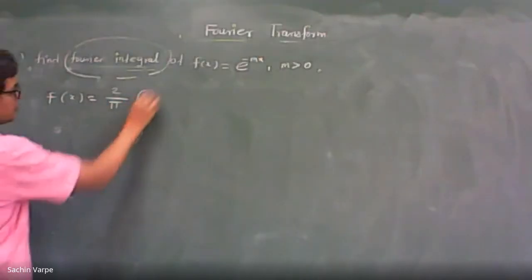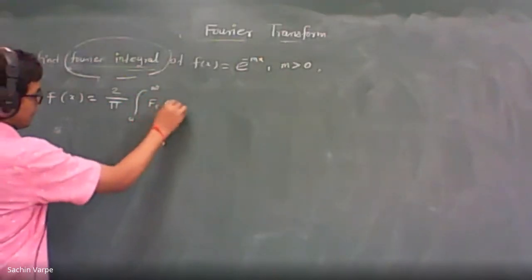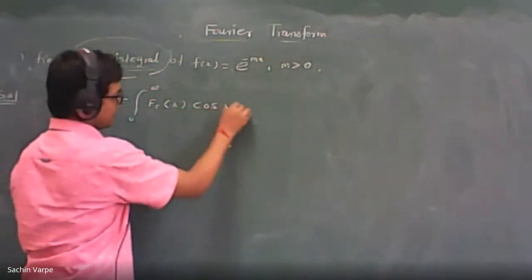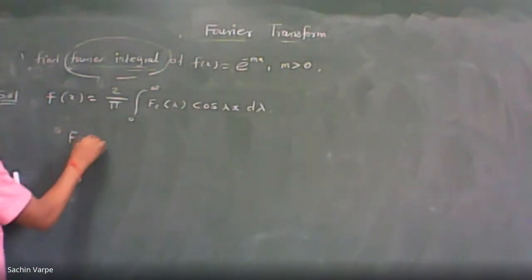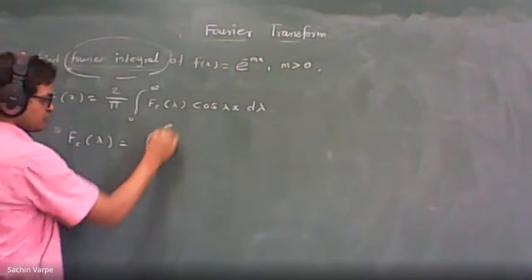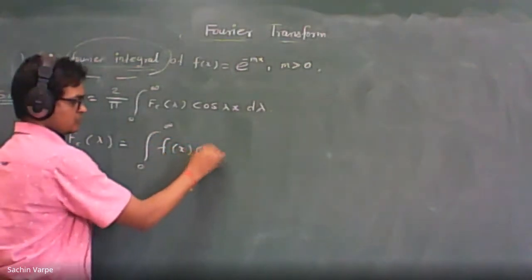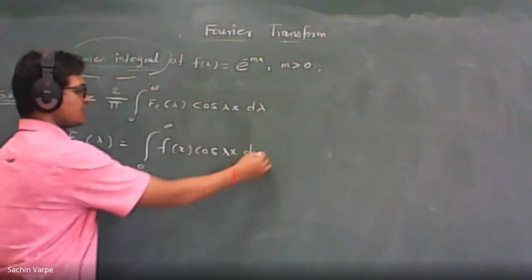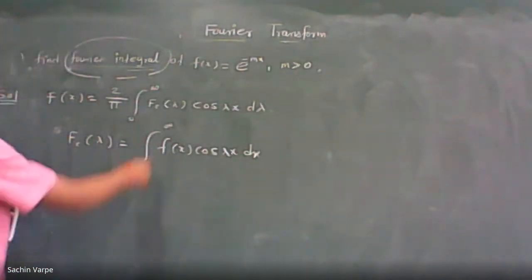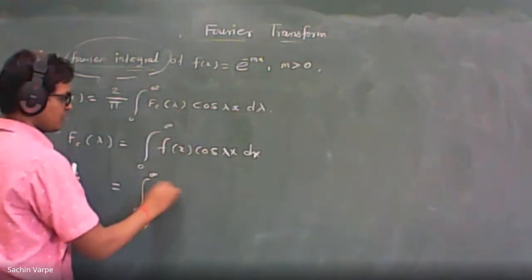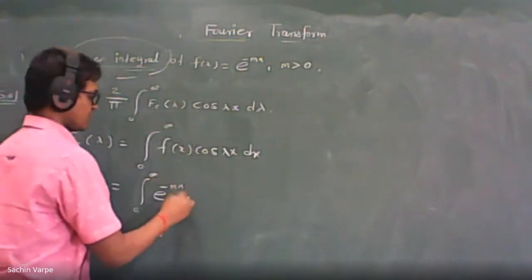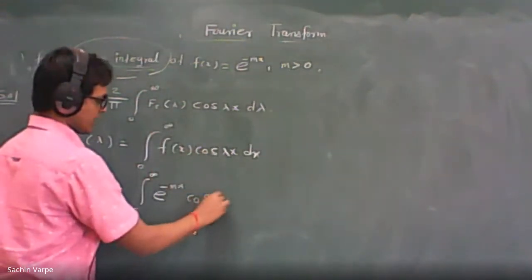So the Fourier cosine integral representation is f of x equals 2 by pi integral from 0 to infinity f_c(lambda) cos(lambda x) d lambda. This is the cosine integral formula, where f_c(lambda) is the cosine transform, which is integral from 0 to infinity f of x cos(lambda x) dx. Directly I have written in terms of x instead of writing in terms of u, isn't it? Now substitute the given function f(x). We have been given the function f(x) as e to the power minus mx, where m is always positive, and cos(lambda x) dx.